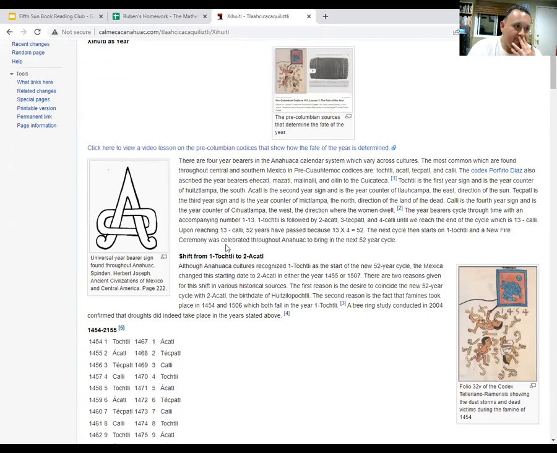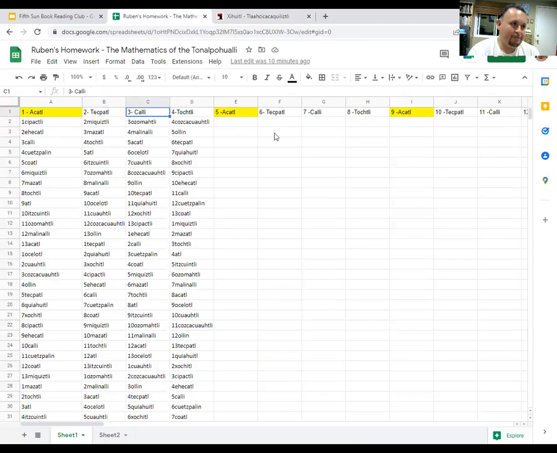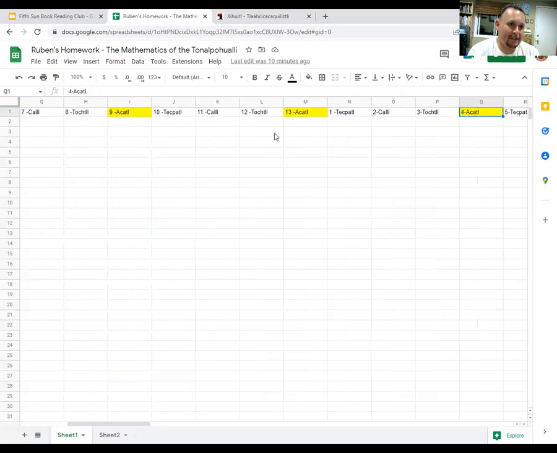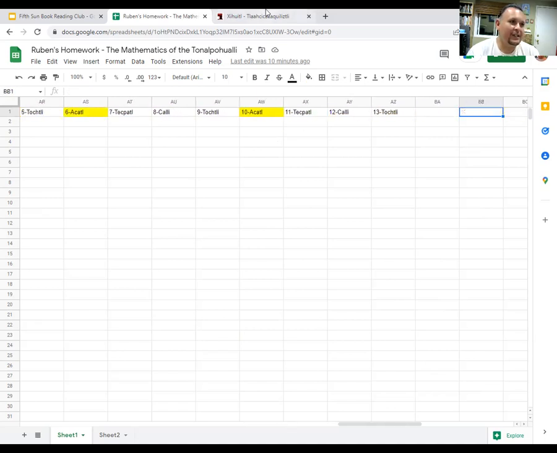The Mexica of Tenochtitlan, they did not start their 52-year cycle with one akat. They started with two akat, which is confusing. It's like, what? If you understand the math, you should be confused by that, right? Because two akat, and I've highlighted all the akats so we can find it easily, is way over here near the end of the 52-year cycle. So if we're starting at one xiuhpohualli, why would they start way over here, right?